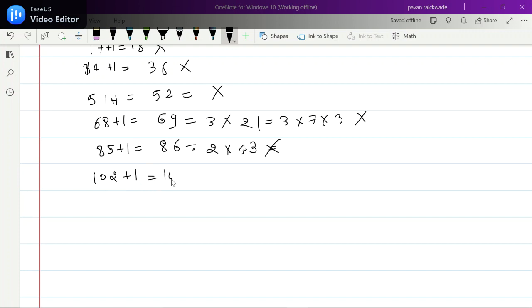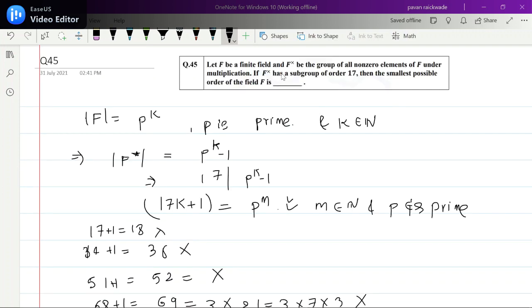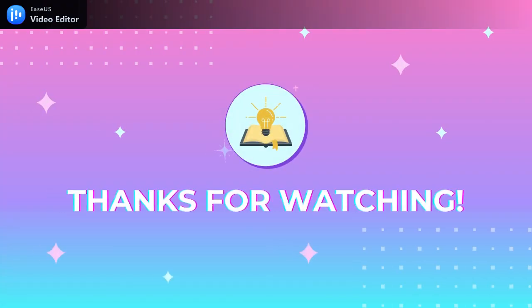Now 17 times 6, which will be 102 plus 1, which will be 103. So I guess, yeah, this is a prime number. If I am not wrong, yes, I think 103 is a prime number. So 103 is the least prime such that 17 divides 103 minus 1. So we are done. So the answer to this question is 103. So that's all. I think you have understood the questions. So thank you for watching the video.